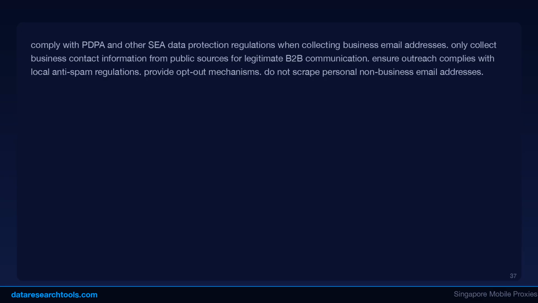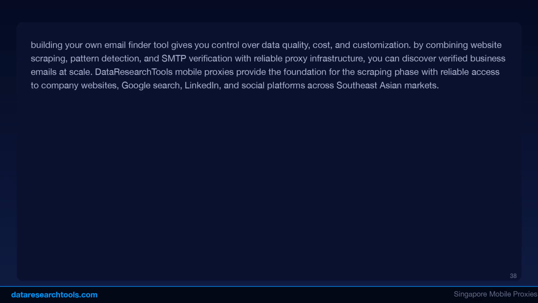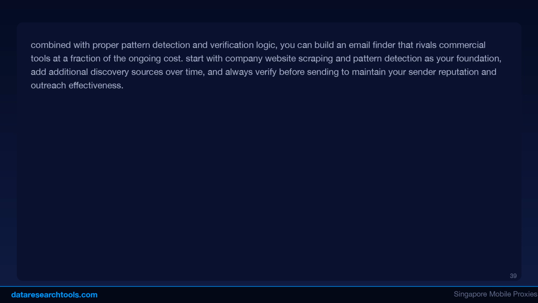Building your own email finder tool gives you control over data quality, cost, and customization. By combining website scraping, pattern detection, and SMTP verification with reliable proxy infrastructure, you can discover verified business emails at scale. Mobile proxies provide the foundation for the scraping phase with reliable access to company websites, Google Search, LinkedIn, and social platforms across Southeast Asian markets.